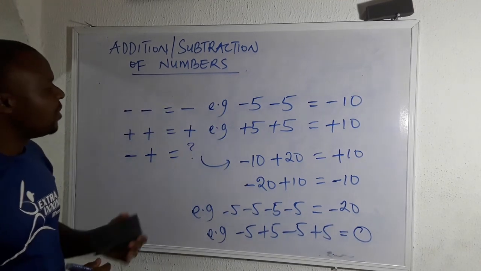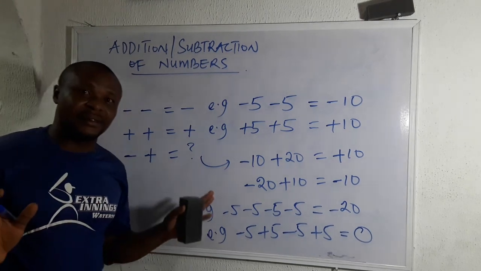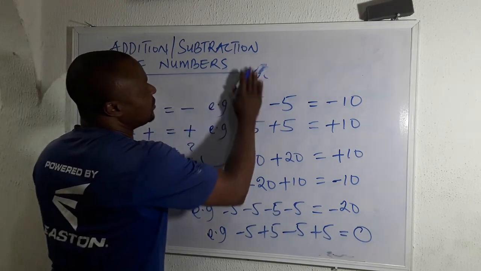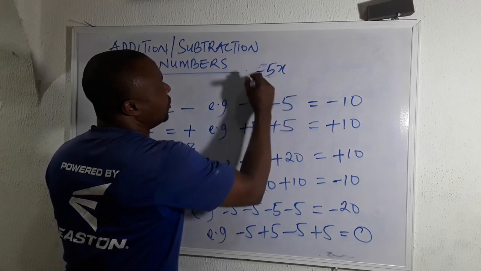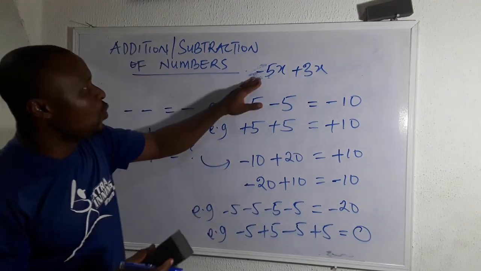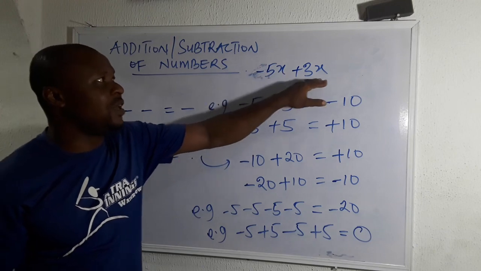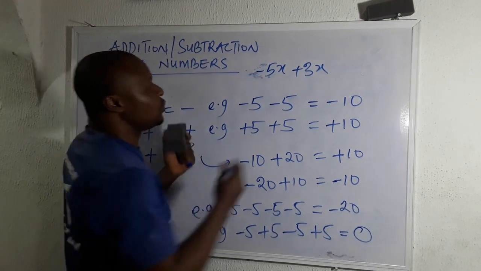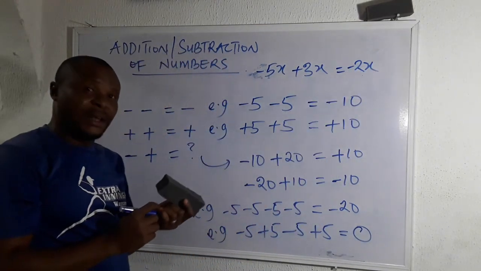So this is pretty much how numbers are added. It can be letters. Let's say, for instance, you can have minus 5x plus 3x. Now, what does this mean? This means you owe 5x, the same interpretation, and you have 3x. So if you settle that out, you will still be owing 2x. So the result here will be minus 2x. Hope that is understood.